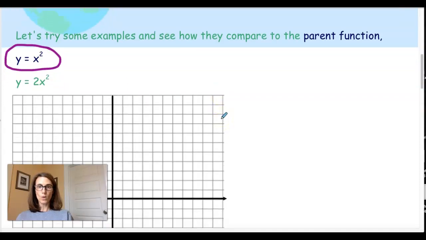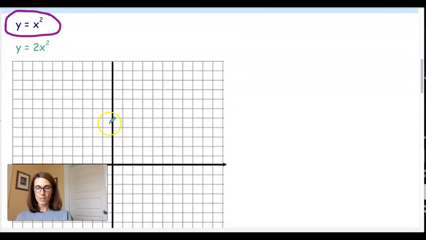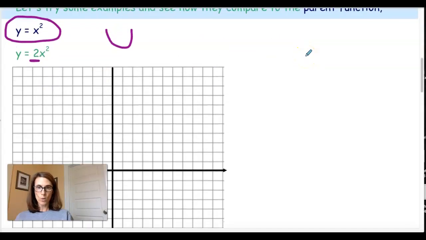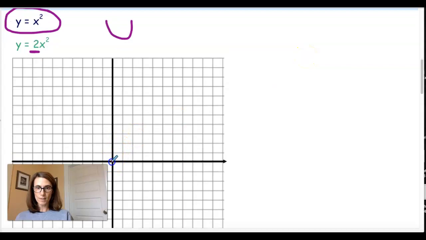The first one we're going to graph is y equals 2x squared. The first thing we want to note is that our a is positive, so our parabola will open up, and we know that our vertex is going to be at the point 0, 0. Wow, that's a pretty bad point there. Let me redo that, and we'll put a little green dot there where our vertex will be.